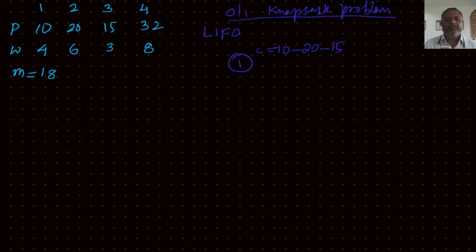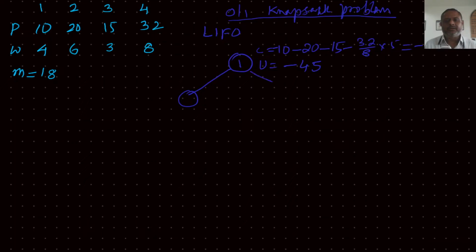We need 8 more, but 8 more is not possible. Therefore, what is possible is 5 more. So we can take 5 more: 32 by 8 is 4, times 5 is 20, 40, 50. That makes minus 65. And the upper bound u, without this fraction, is minus 10, minus 20, that is minus 30, so that makes minus 45.